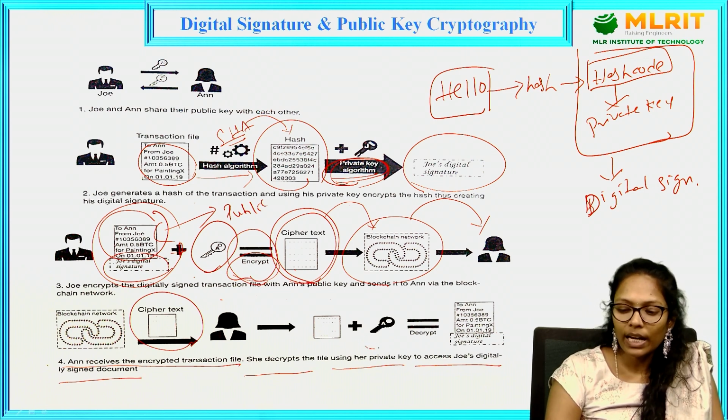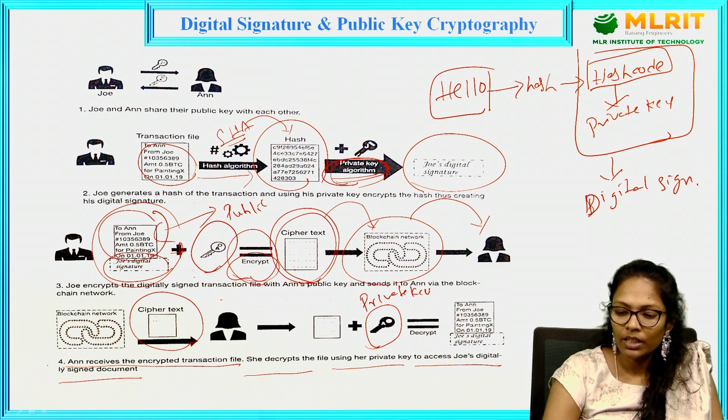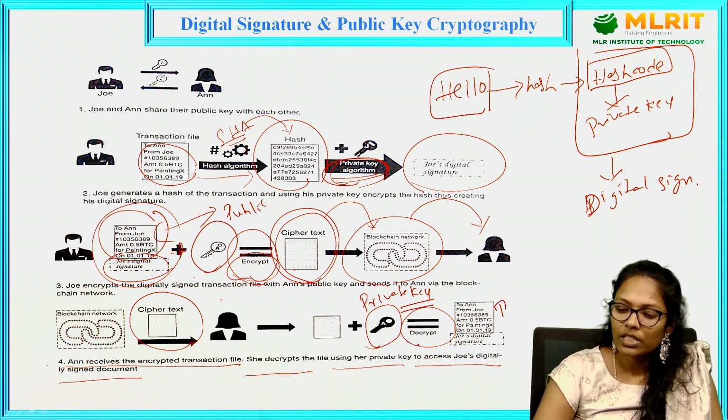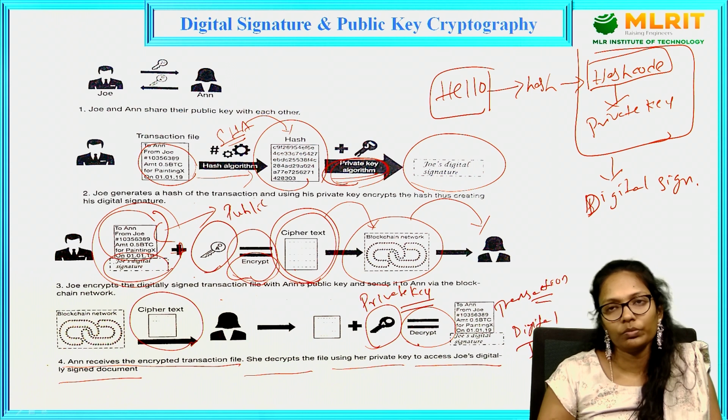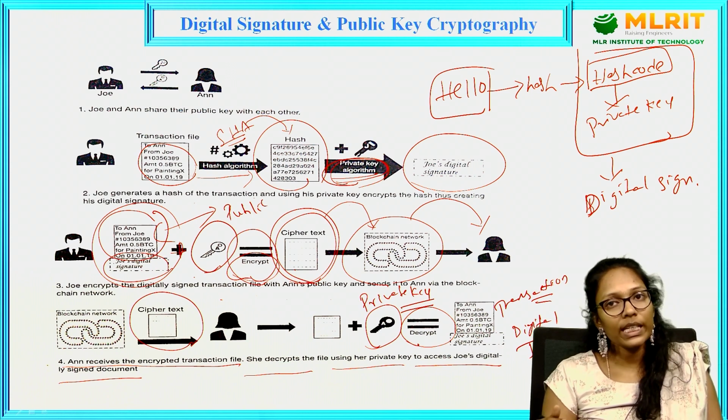So using her private key, this is her private key. Using that private key, if she decrypts, what will she get? She will get the transaction data as well as the digital signature of the person Joe, right? So how is she decrypting the data? By using her private key.